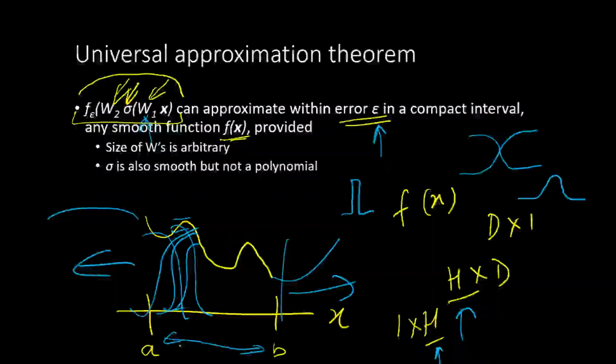Now we can generalize this to n dimensions. We can threshold this function and do classification. So if we don't threshold it, it's regression. If we threshold it, it's classification. So there are all sorts of possibilities that come out of this universal approximation theorem.